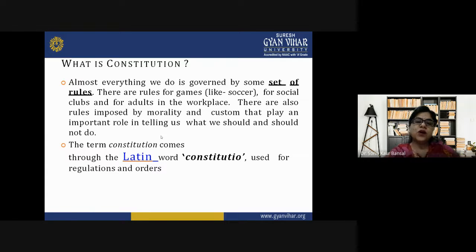The term constitution comes from the Latin word constitutio, used for regulation and orders. So the constitution can be considered a higher authority or set of rules for every citizen of India. What we must do and must not do is all governed by the Indian Constitution. Let's study it in a more proper way.